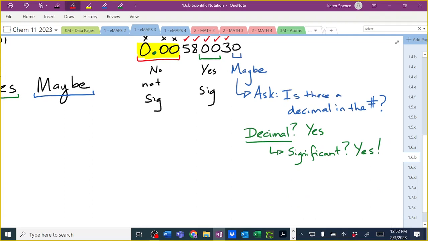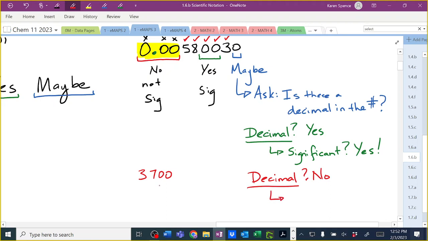If we say decimal no, so if we ask, is there a decimal, and we had some other number, maybe like 3,700, and there's no decimal in that number, so if we say decimal no, then we would ask, are these zeros on the right significant? Maybe. Is there a decimal? No. So not significant. Okay, so that's just a really brief introduction to how to count your significant figures. We will be working with them.